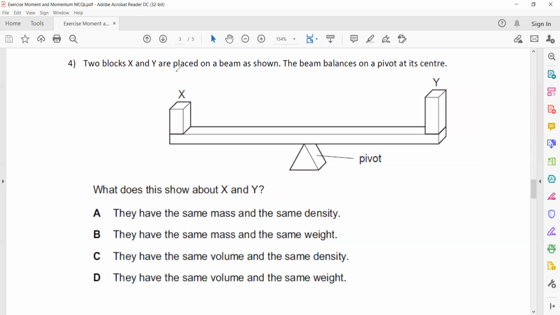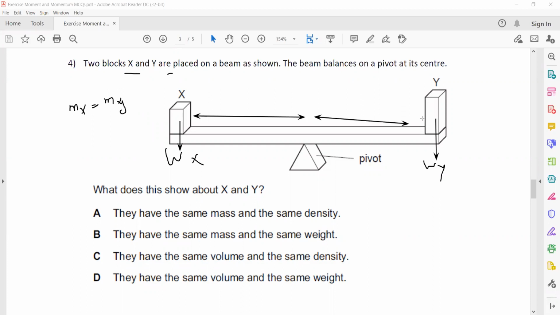The two blocks X and Y are placed and the beam balances on the pivot at its center. So if two objects are placed at the same distance, it means they will have the same weights. So weight of X will be equal to weight of Y. Or we can also say if their weights are the same, mass of X is equal to mass of Y. Why are we saying their weights are equal? Because they are placed at the same distance from the pivot.